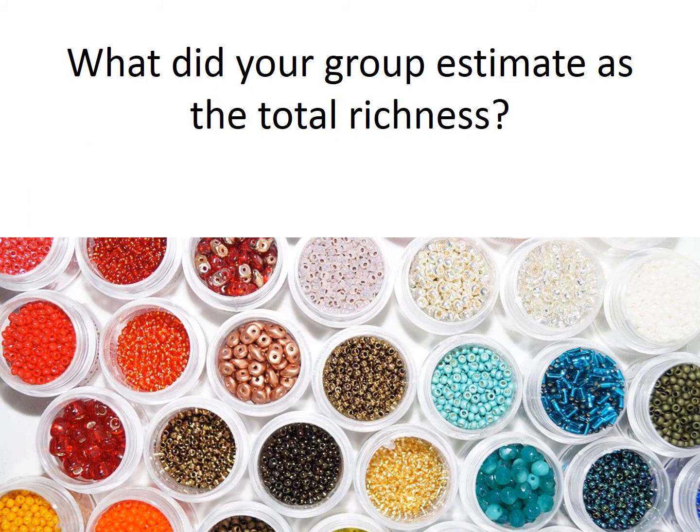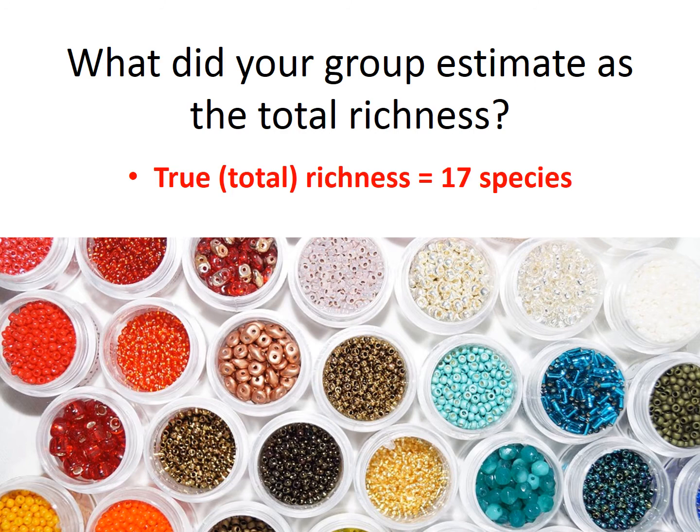Okay, so based on your species richness estimator, how many different types of beads do you think were in your bag? Well, the answer here, the true total richness, would be about 17 species in every bag. It's possible that there are differences in how you classified beads as species, and it's possible that some of the smaller beads have been lost. You should have a number around about 17.